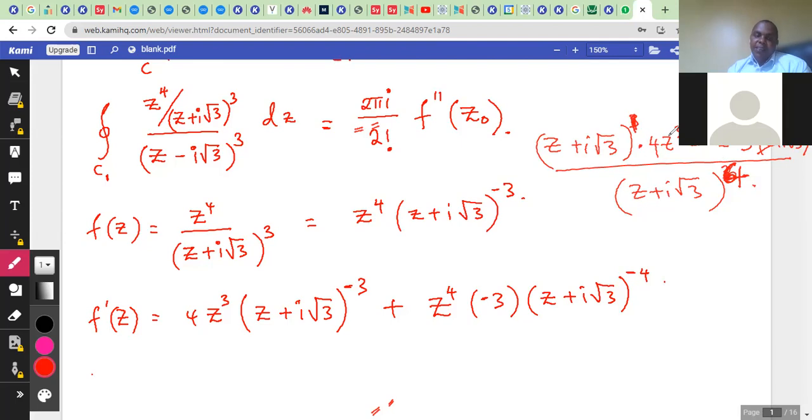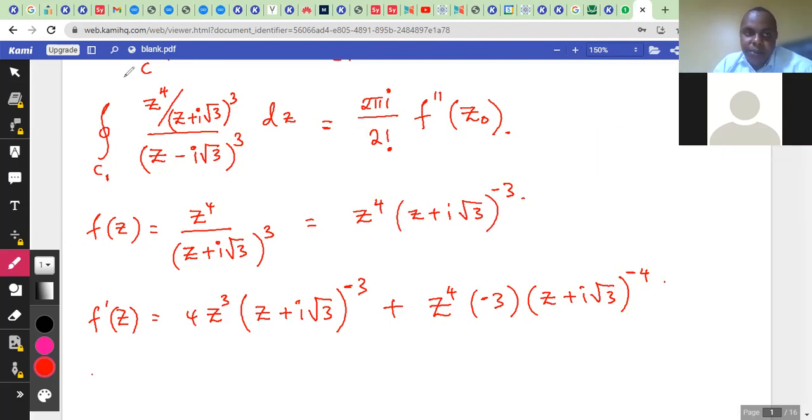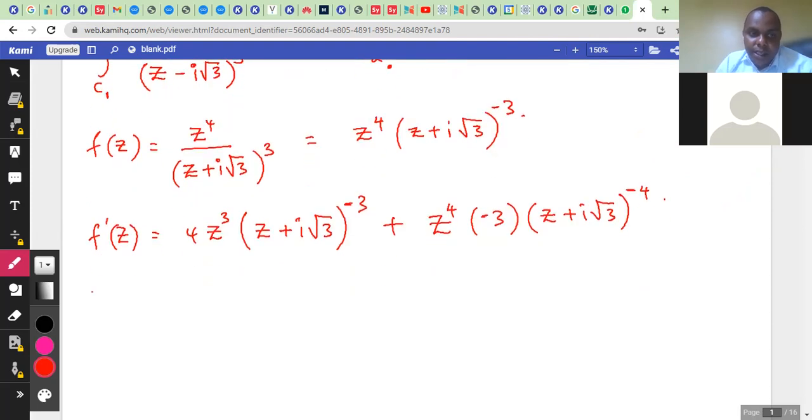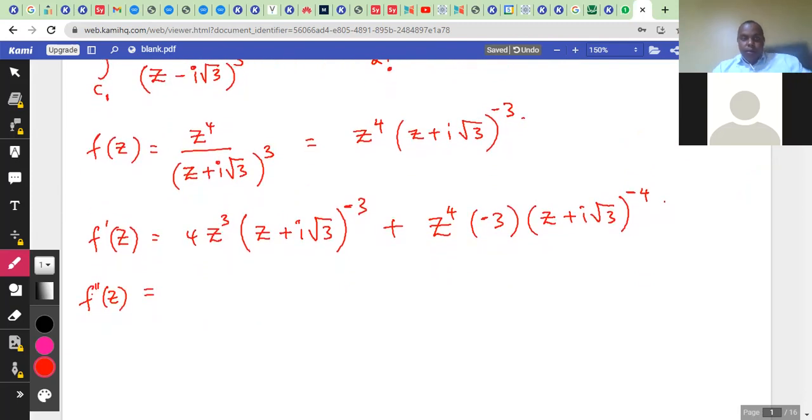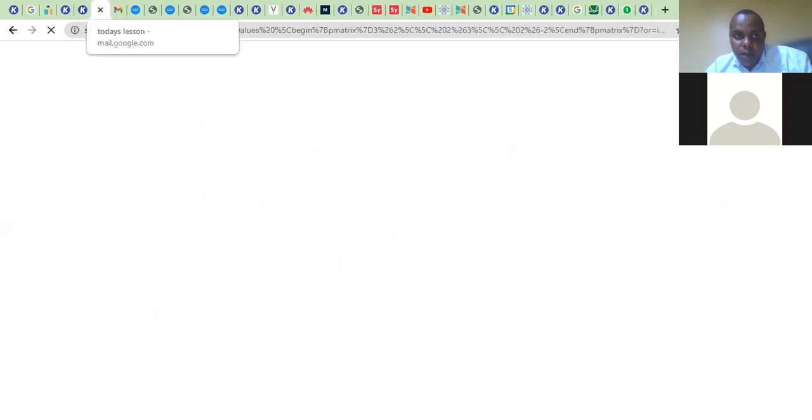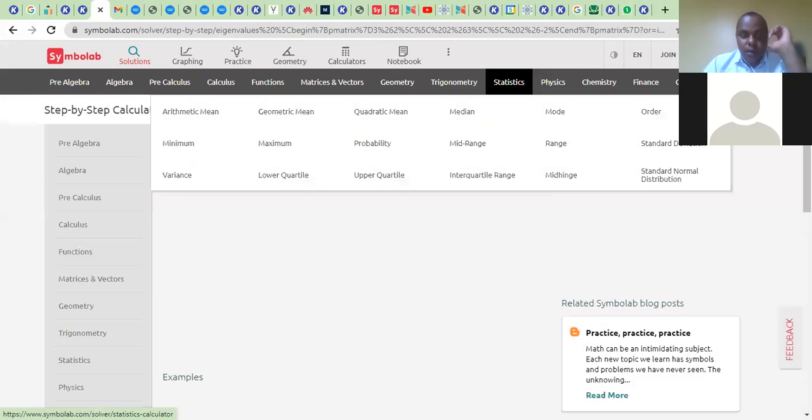They are both complicated. Because if again we want to do the second derivative with this one, let's just continue with the product rule. So this is going to be f double prime of z: 12z squared times (z plus i square root 3) to the power negative 3, plus z to the 4 times negative 12 times (z plus i square root 3) to the power negative 5.